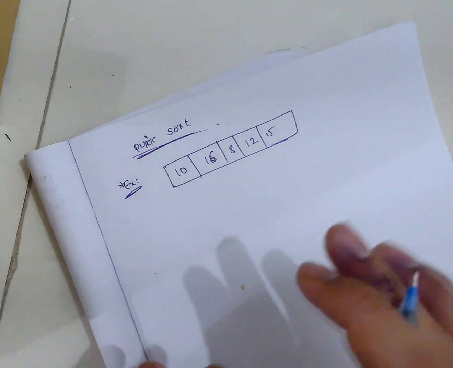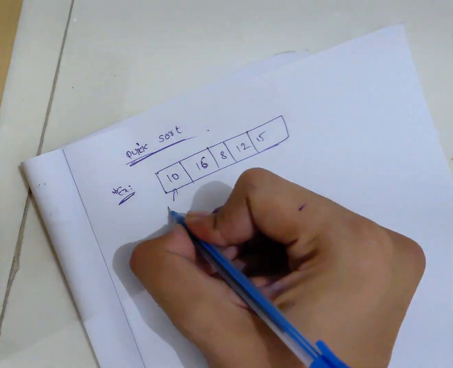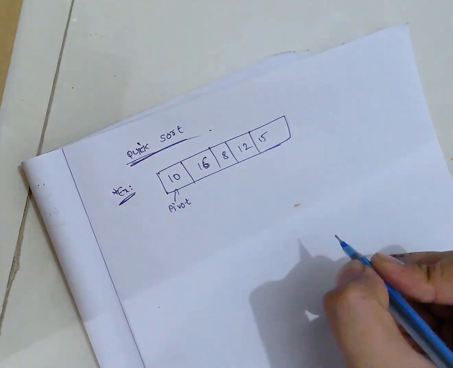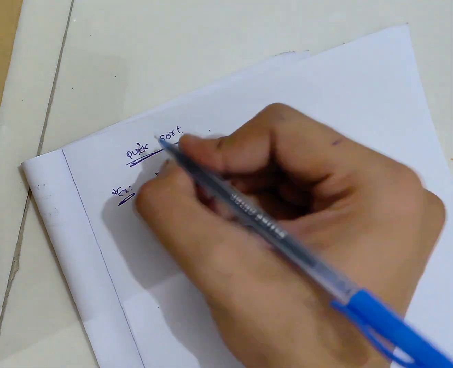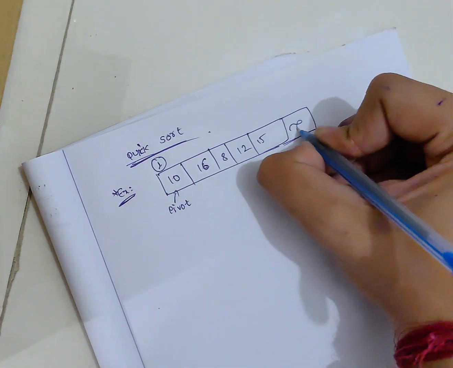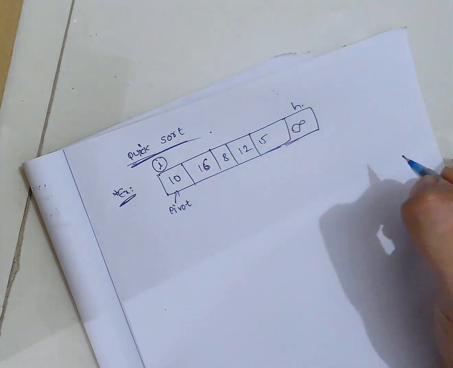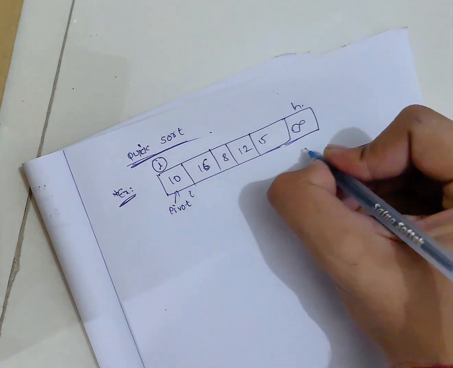In quick sort, what we have to do is, the first element will be the pivot element. It will be the low one. Then take one extra element, infinity, a high value, and denote it by h. So this is the i index and this is the j index.